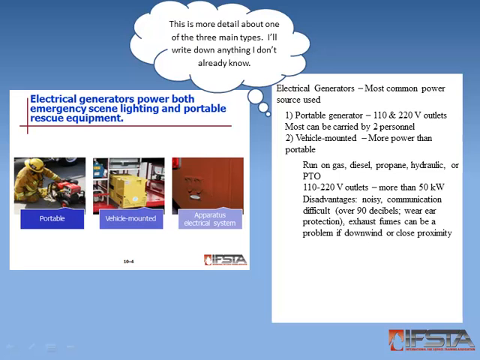Apparatus electrical systems. The apparatus electrical systems are used for small amounts of power needed to operate the lights and tools. These do not have as much power as what the portable or the vehicle mounted apparatuses have. They usually convert 12 or 20 volt direct current into 110 or 220 volt alternating current. The advantages are they're very fuel efficient with minimal noise because you're using the apparatus engine to operate these.